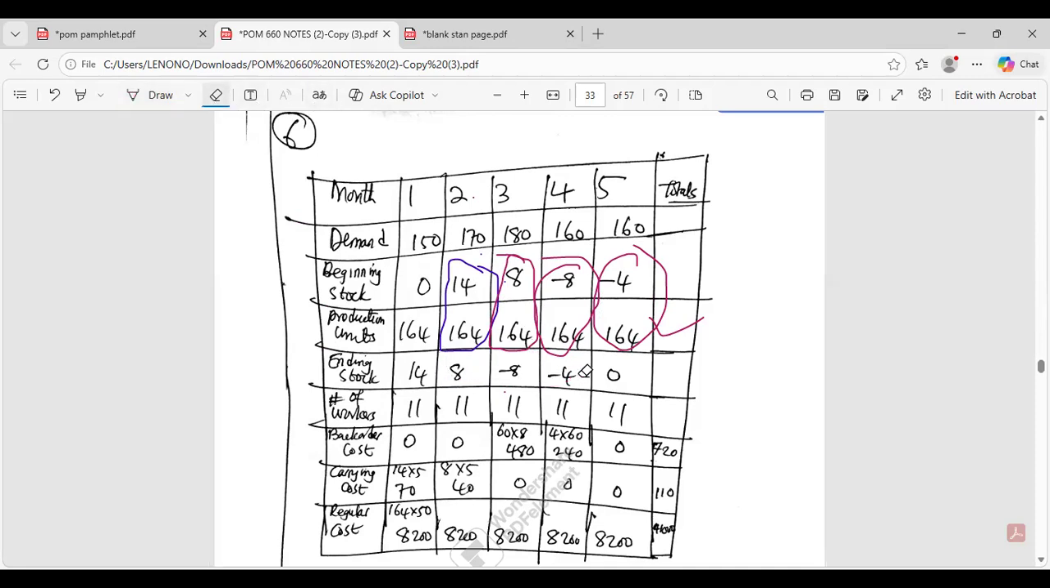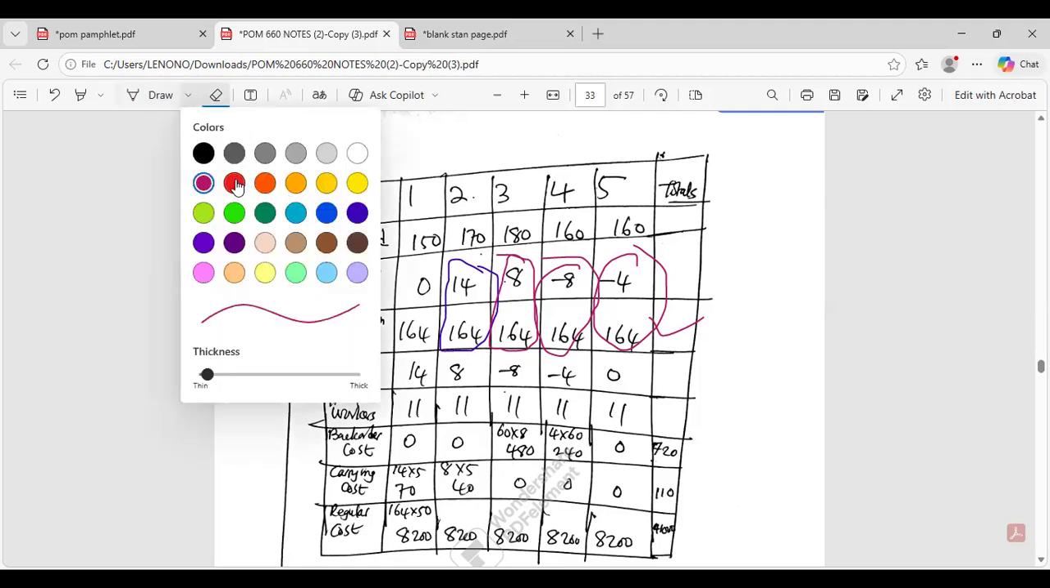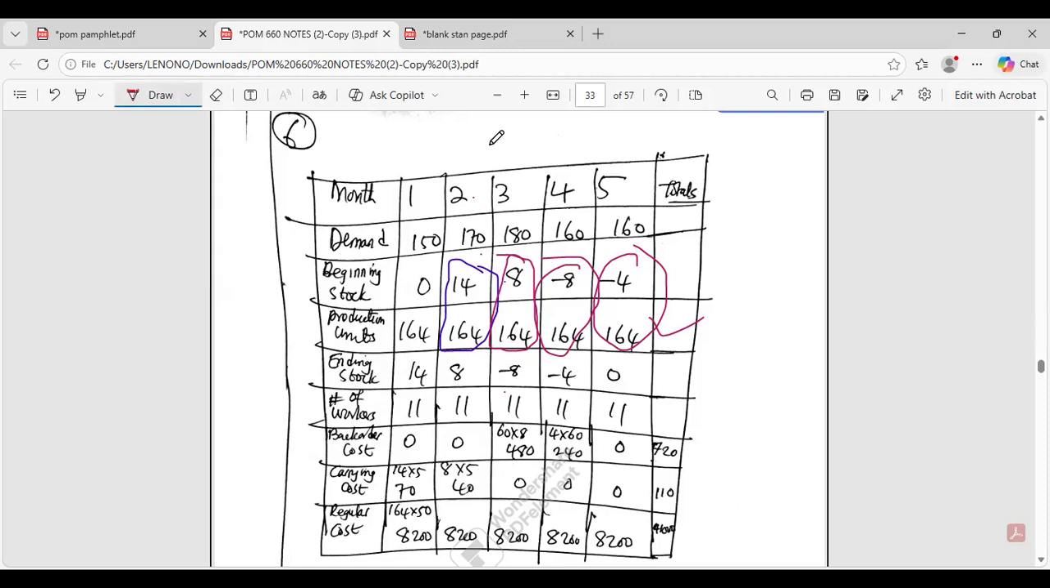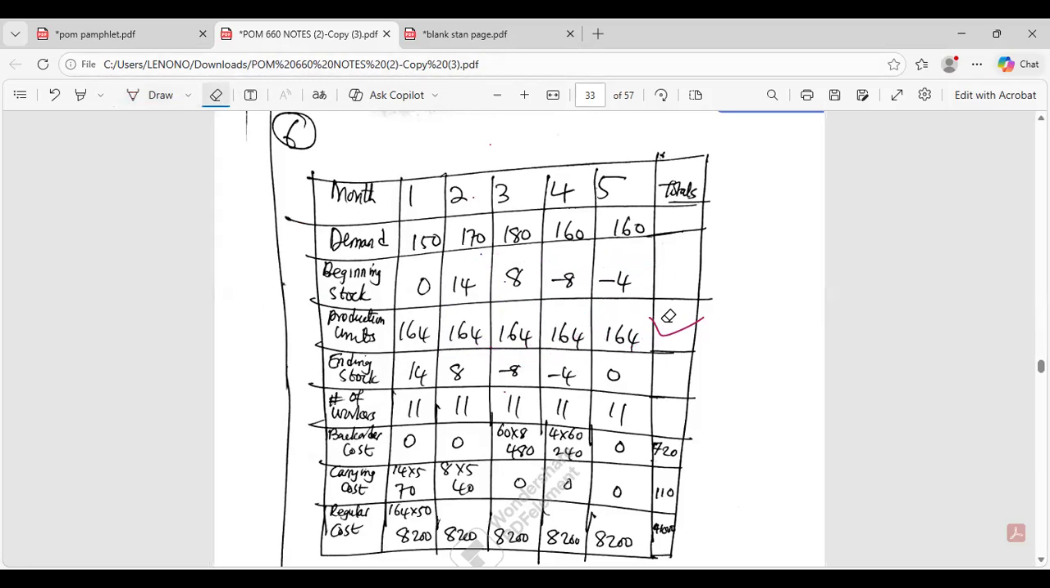And what did I tell you when they fail to match the demand? You can either allow them to work overtime or subcontract. And which other one? Stock out cost. Cost of losing business. So you check which one, and you decide what you're going to do with these negatives.